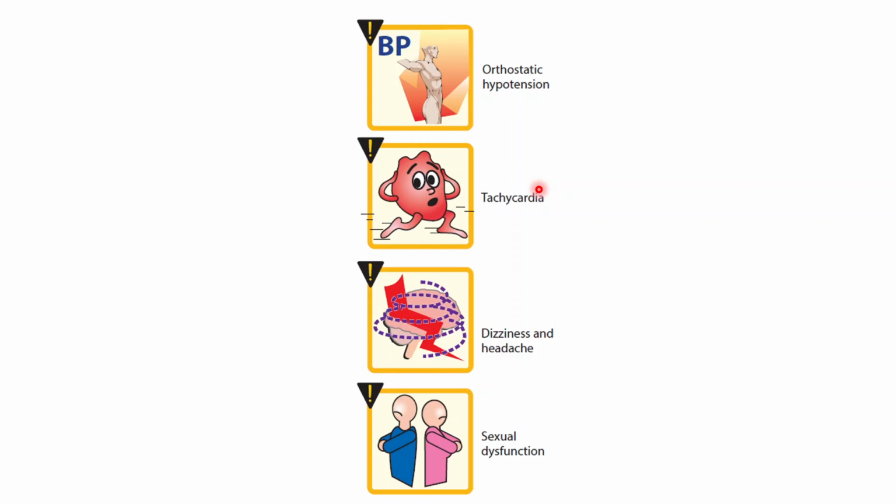Yohimbine acts on the central nervous system and increases the sympathetic outflow to the periphery, and that is why it's contraindicated in patients with cardiovascular diseases, psychiatric diseases, and also patients with renal dysfunction.